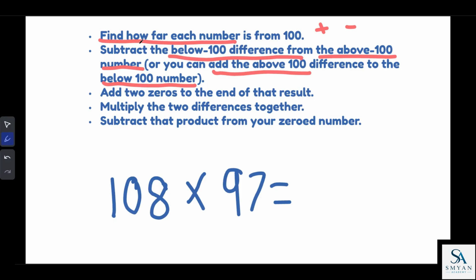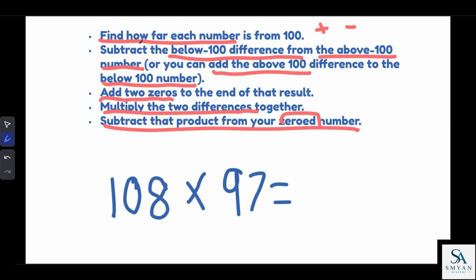Moving on. Now you have to add 2 zeros to that number, whatever result you get after you do either the adding or the subtracting. Then you multiply the two differences you got from both. So at the end you still need to do both of the differences. You need to subtract the below 100 difference from the above 100 number, and you still need to add the above 100 difference, but those two differences are what you multiply. Finally, you subtract that product from your zeroed number, which is the number you got from adding the 2 zeros. Alright, finally we're done explaining. Hopefully it'll make a lot more sense when I do the example question.